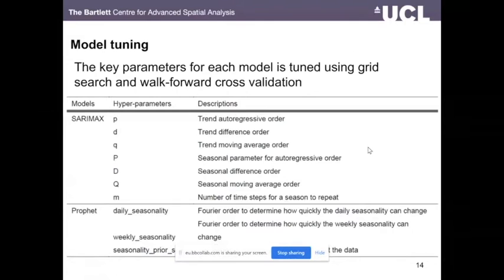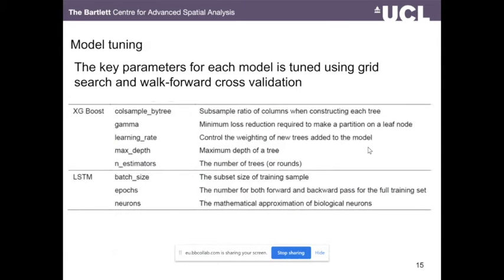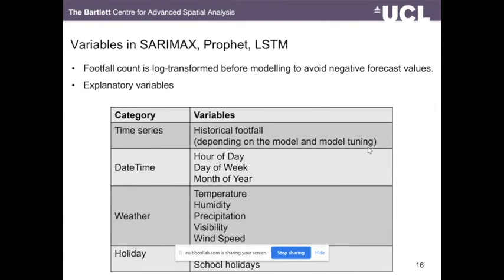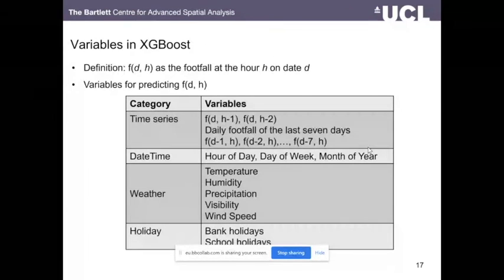We also tune the key parameters for each model using grid search and walk-forward cross-validation. This is the table of the parameters for each model. In terms of the input for different models, for the first three models we use the historical footfall as the input, as well as the external variables. And as said previously, for the XGBoost model, we need to manually select the time lag terms as the input.